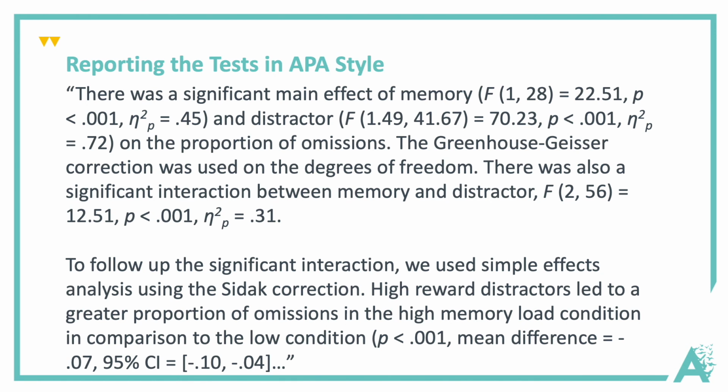For example, we could say there is a significant main effect of memory and distractor on the proportion of omissions. The Greenhouse-Geisser correction was used on the degrees of freedom for the distractor IV. There is also a significant interaction between memory and distractor. To follow up the significant interaction, we use simple effects analysis using the SIDAC correction. High reward distractors led to a greater proportion of omissions in the high memory load condition in comparison to the low condition. You would then outline the final two comparisons, which we omitted here for brevity.